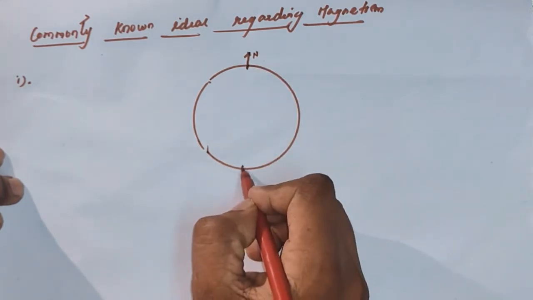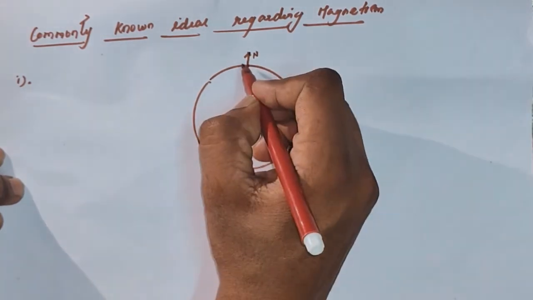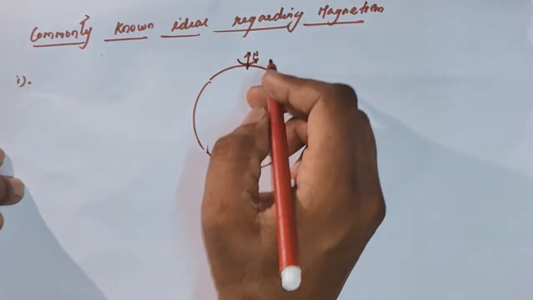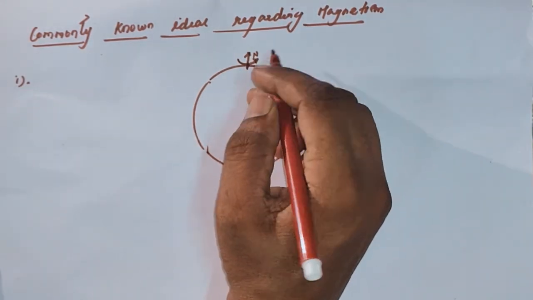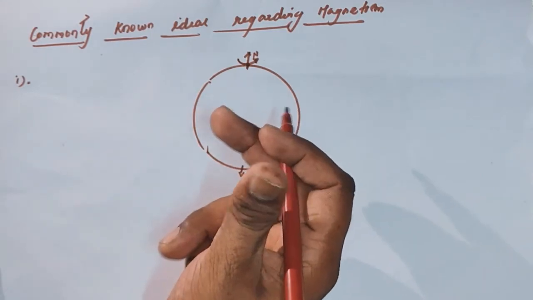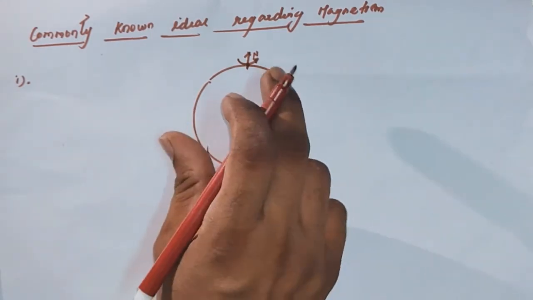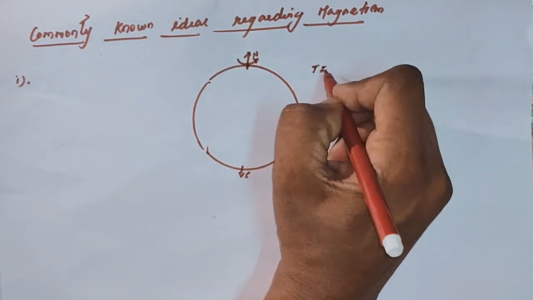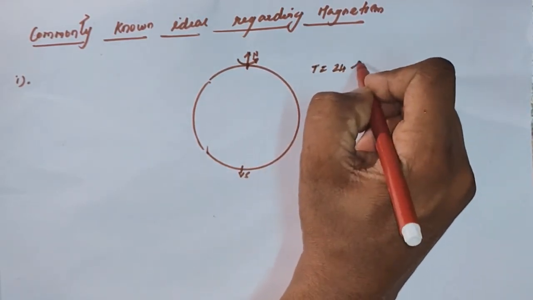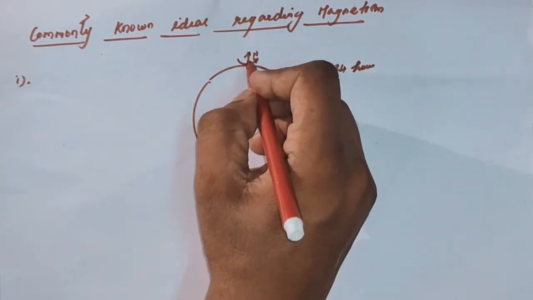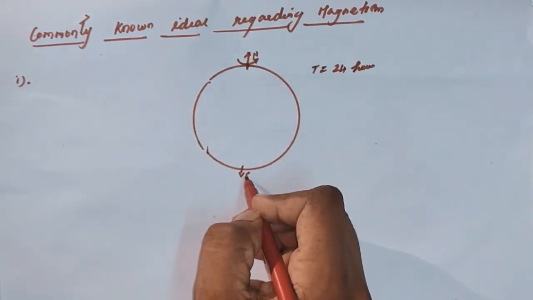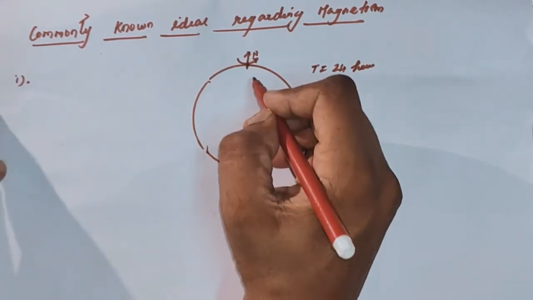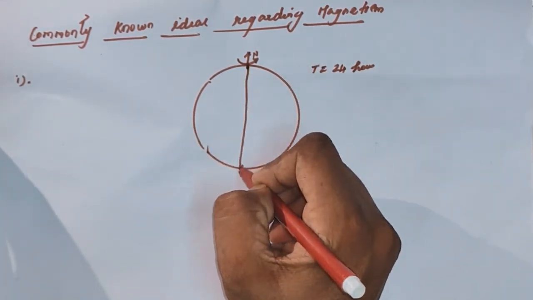The geographic south pole is here, because the Earth is spinning about its axis every 24 hours. One complete spinning revolution takes 24 hours, so the time period of the spinning is 24 hours. So these are the geographic north and south poles. You can draw the diagram and connect the geographic north and south poles.